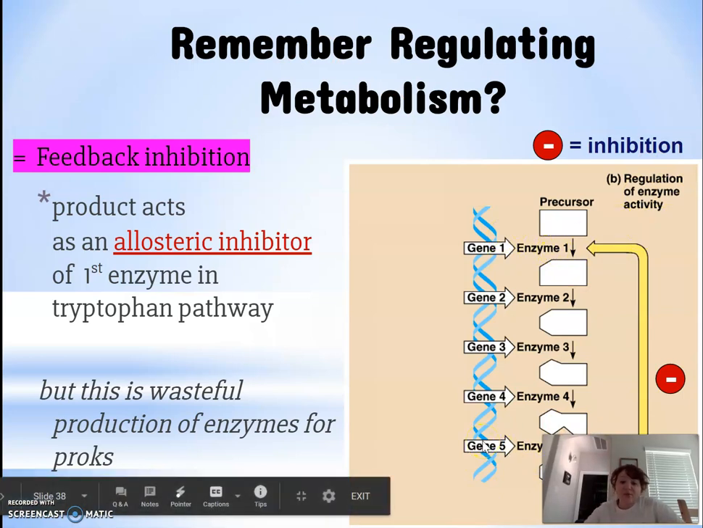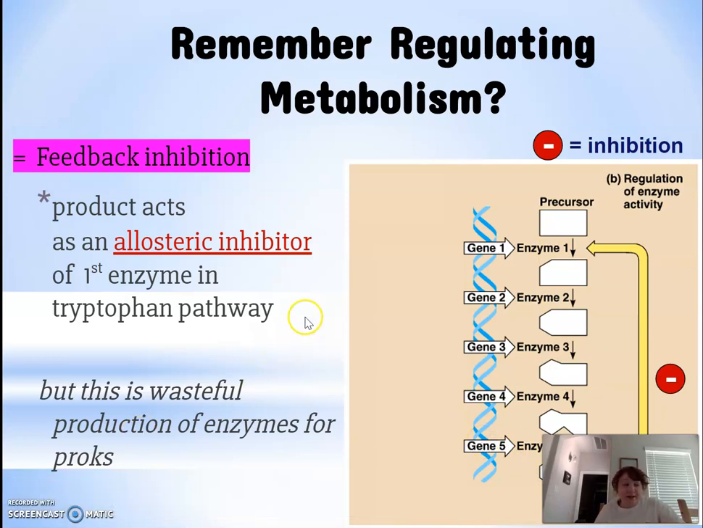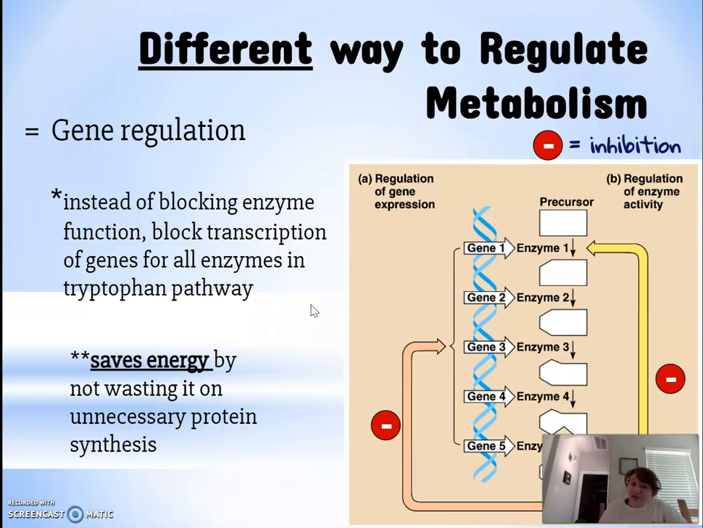But this is a wasteful production of enzymes for prokaryotes because they don't have as much function needed. So what they do differently is instead of blocking the enzyme function, they block the transcription of the genes for all the enzymes in that pathway. So that saves energy by not wasting it on unnecessary protein synthesis.